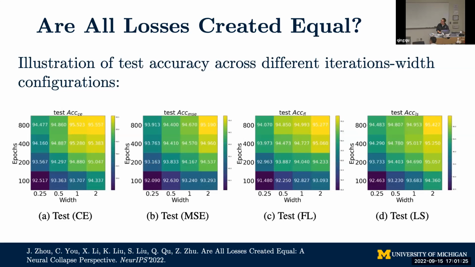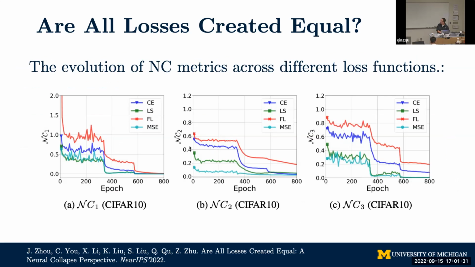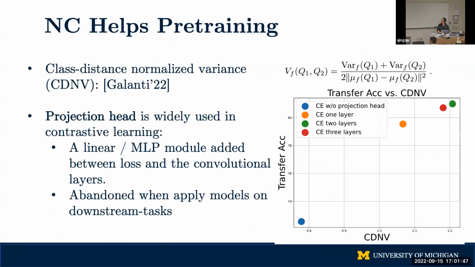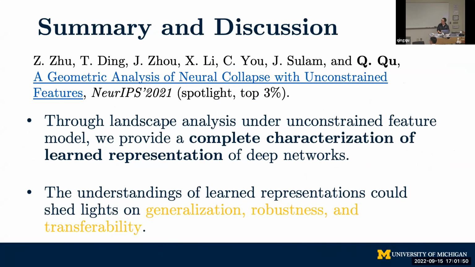So what neural collapse suggests is that as long as those metrics are converging to zero, those losses are designed toward the same goal: to minimize the neural collapse metrics. I don't think I have time to discuss the implications of neural collapse, so given the limitation of time, I will just conclude this talk.